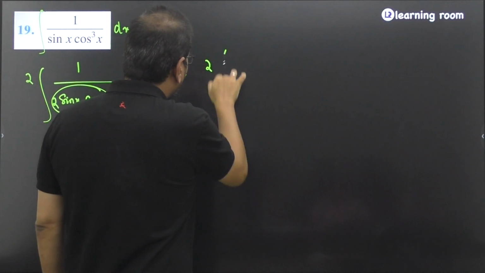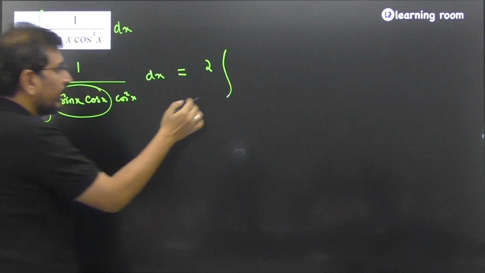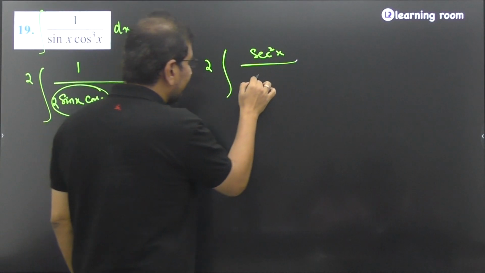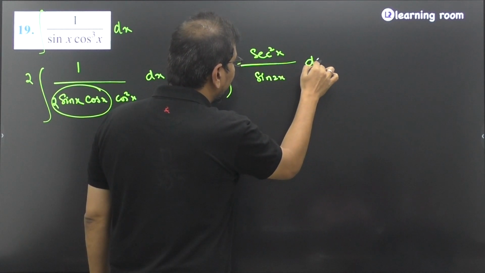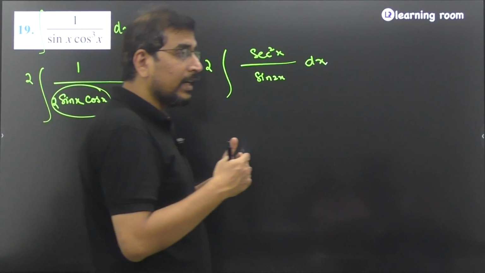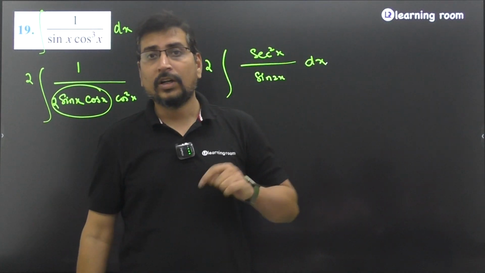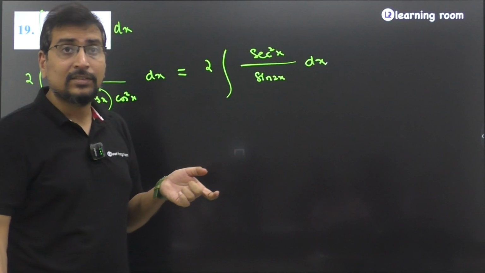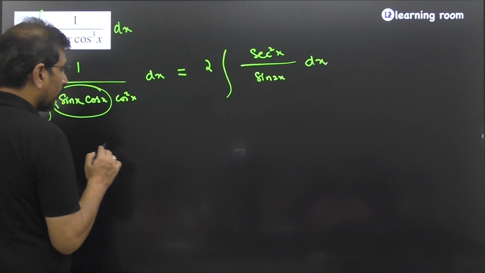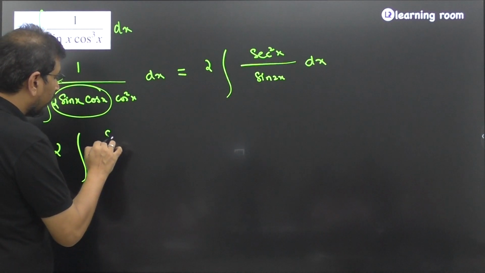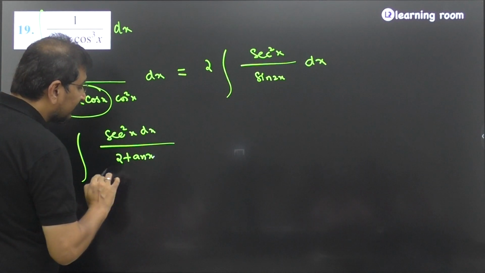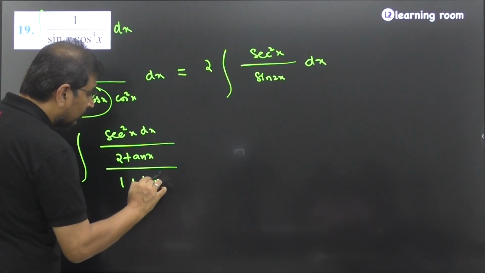So the whole expression will get changed as 1 by cos square x. I can write it as secant square x divided by sin 2x dx. But since I have secant square x, it is always important that I have a tan x in that problem. So I will write this sin 2x as 2 tan x by 1 plus tan square x. So 2 into integral of secant square x dx divided by 2 tan x divided by 1 plus tan square x.